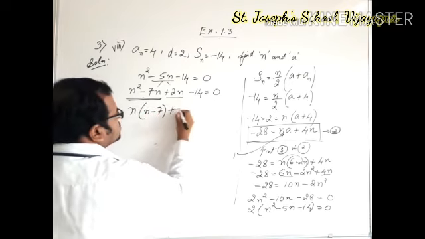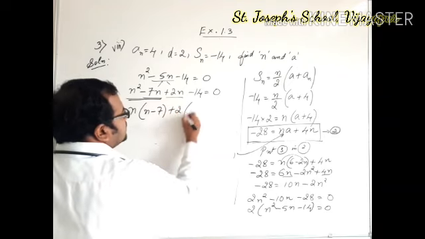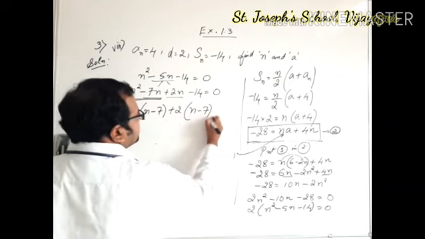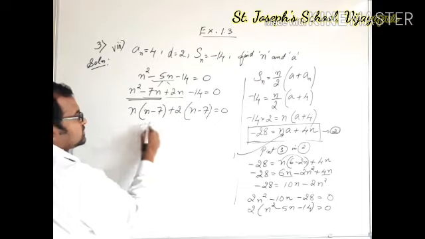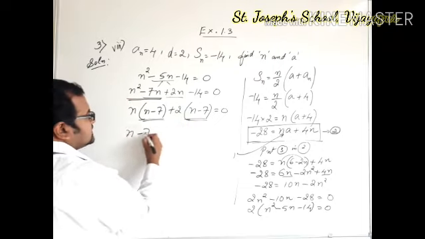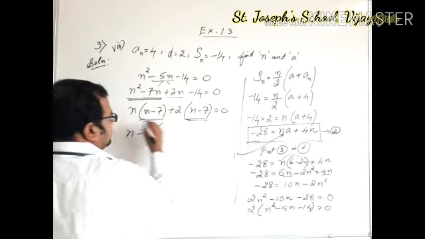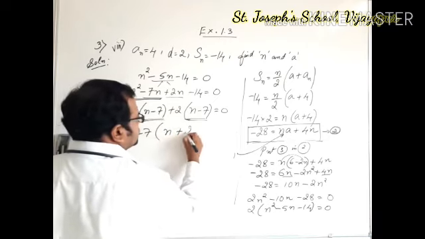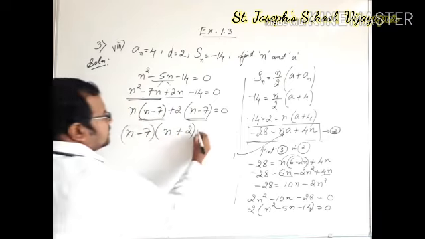The next two, what is common? Plus 2 is common. What is left out? n minus 7 is equal to 0. Now n minus 7 is a common factor. Take it out. What is left out? Here first n and plus 2. So, the product of these two is 0.